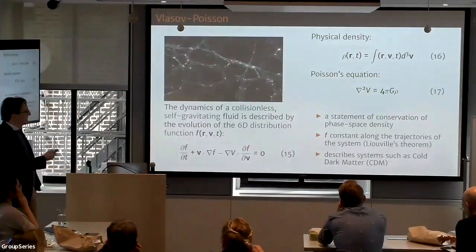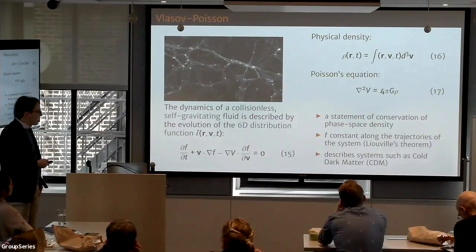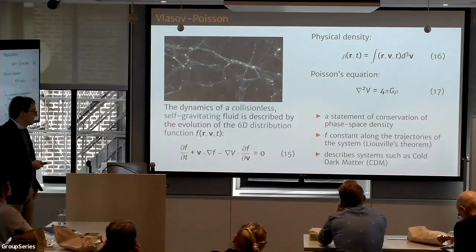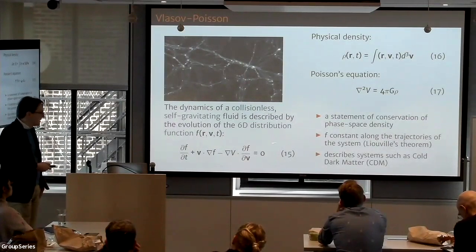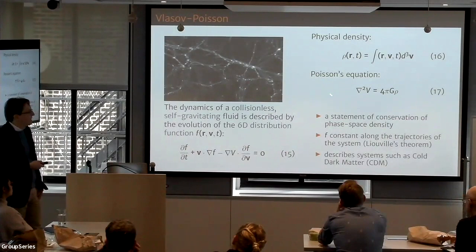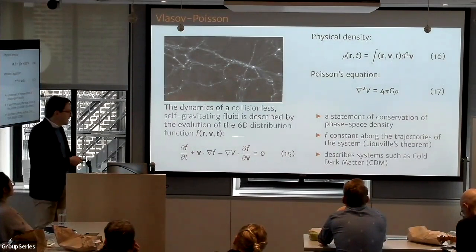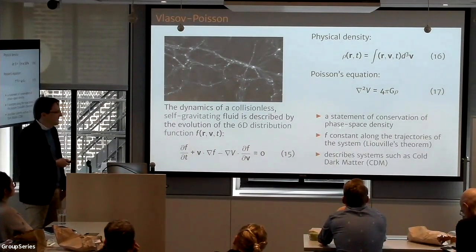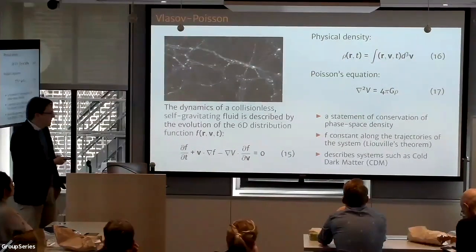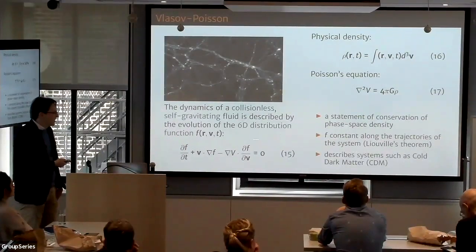Just to write down the equations, now we have the 6-dimensional distribution function that describes the phase space density as a function of position, velocity, and time. It's covered by equation 15 here, where again the potential is due to the self-gravity, so it's sourced by Poisson's equation. You can recover things like the physical density by integrating moments. This equation here is just a statement of conservation of phase space density. And f is constant along trajectories in the system.